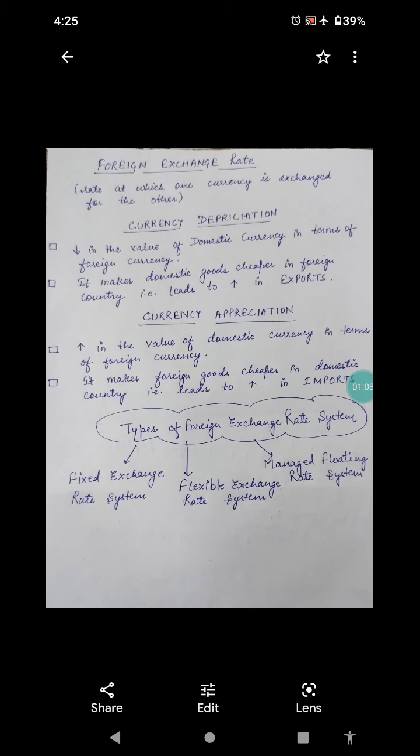See, we have two terms, currency depreciation and currency appreciation. As is indicated from their names, currency depreciation means a decrease in the value of domestic currency in terms of foreign currency, that is, the domestic currency is of lesser value. Currency appreciation means an increase in the value of domestic currency in terms of foreign currency.